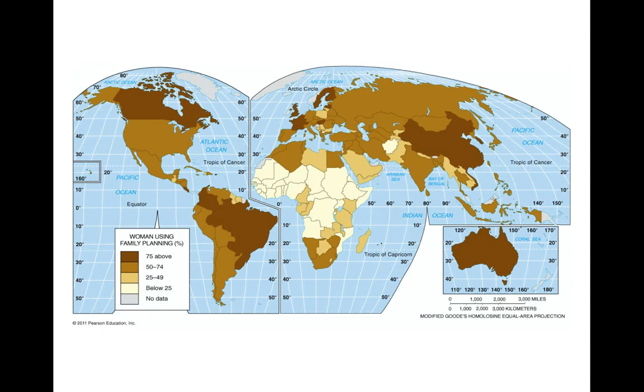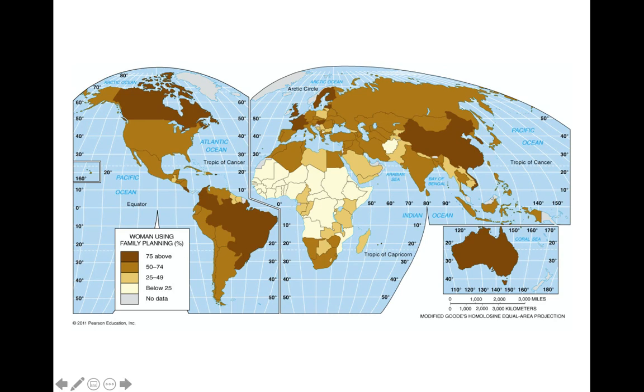This map shows the women using family planning as a certain percentage. You can see in the United States, roughly 50 to 74% of women use family planning or use birth control, meaning they get to decide if and when they have children.